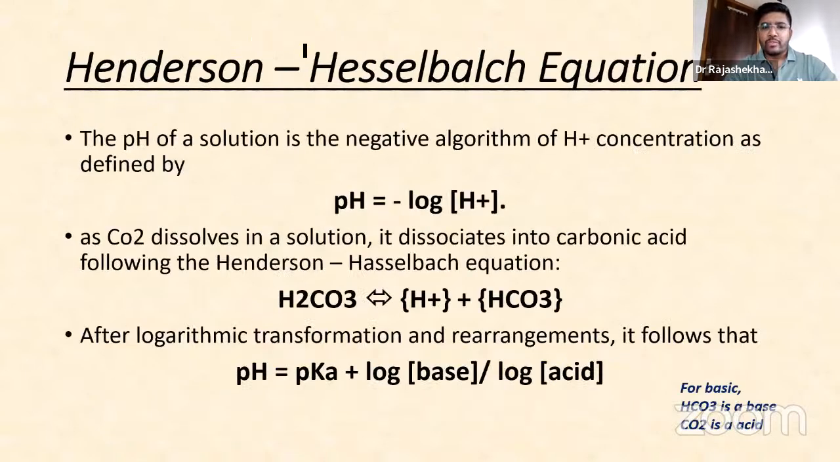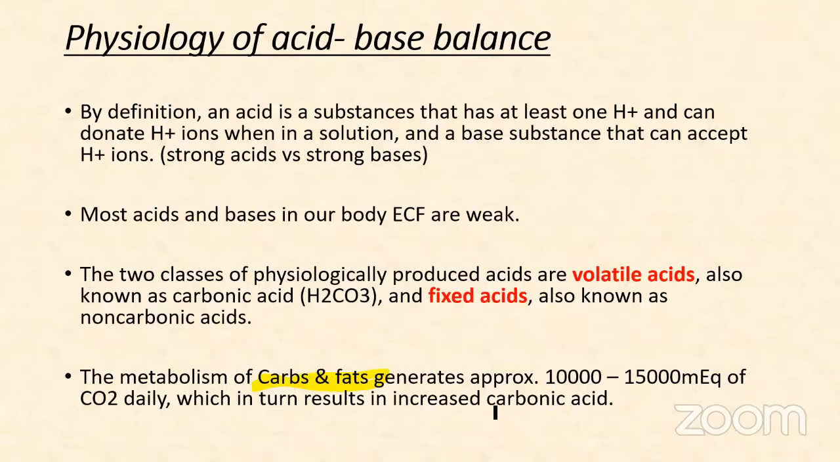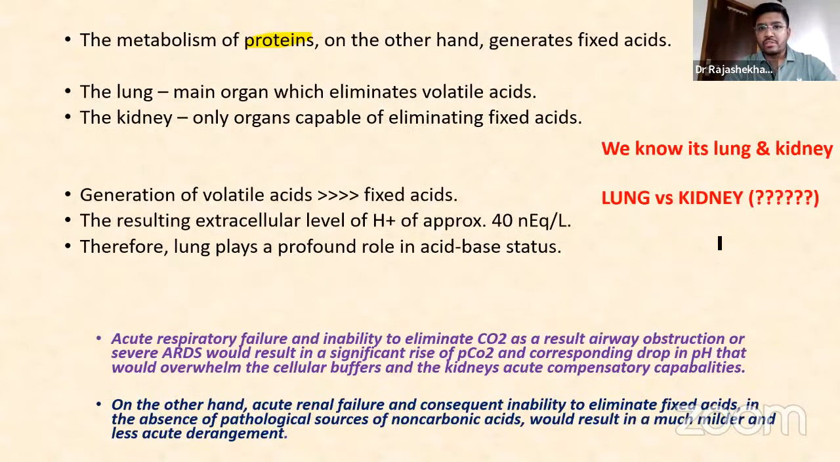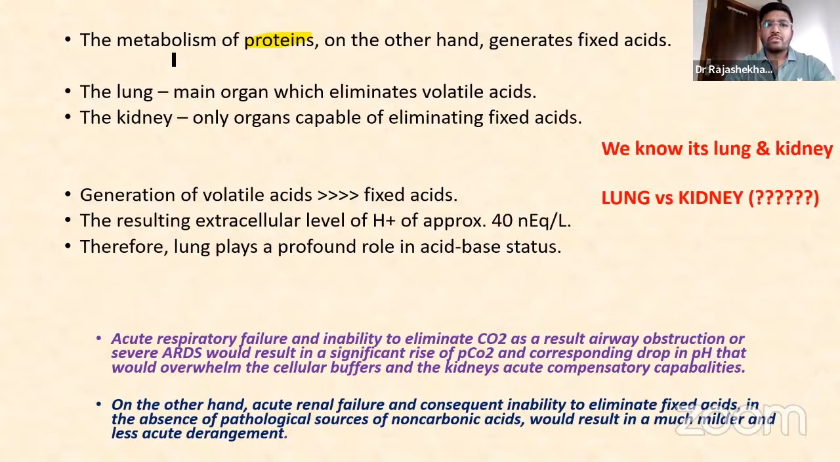If you look at the amount of acid production in the body, daily there is 10,000 to 15,000 milliequivalents of carbon dioxide production during normal metabolism. Even during your basal metabolism, this much carbon dioxide is produced. The metabolism of proteins, on the other hand, generates the fixed acids. We know that the volatile acids can be vaporized, so the lung is the main organ which eliminates the volatile acids, whereas the kidney is the main organ capable of eliminating the fixed acids.